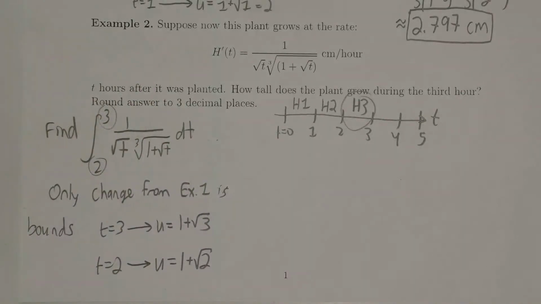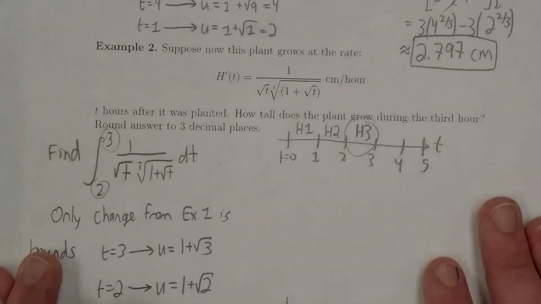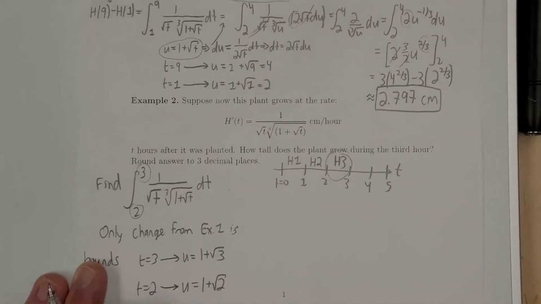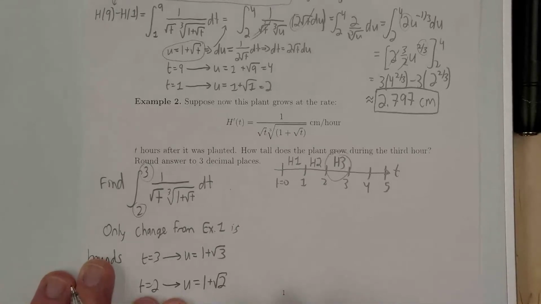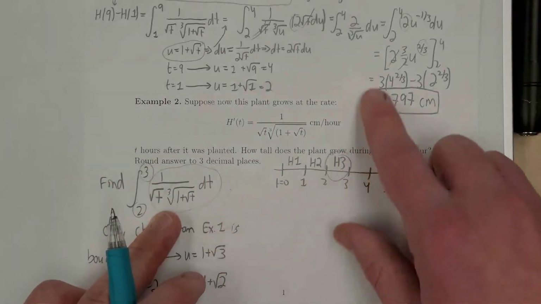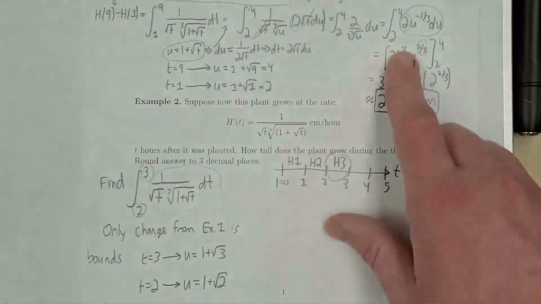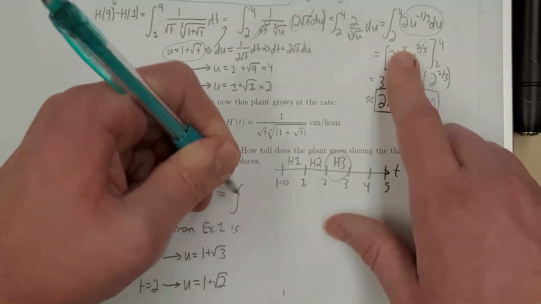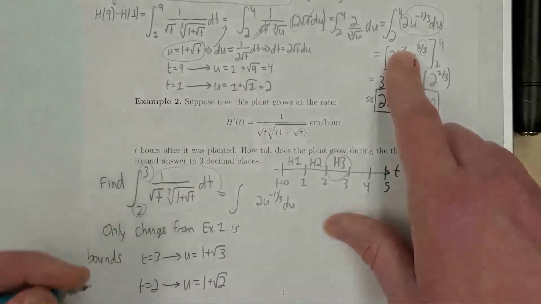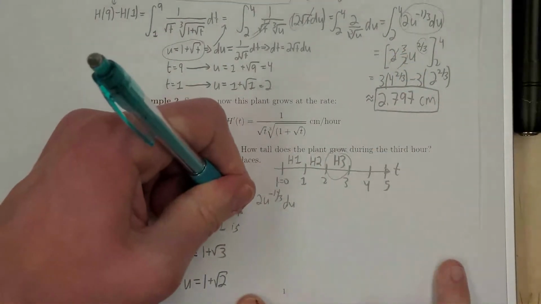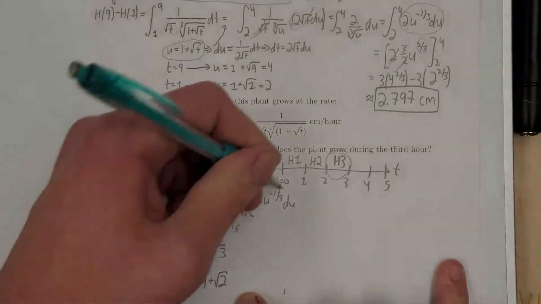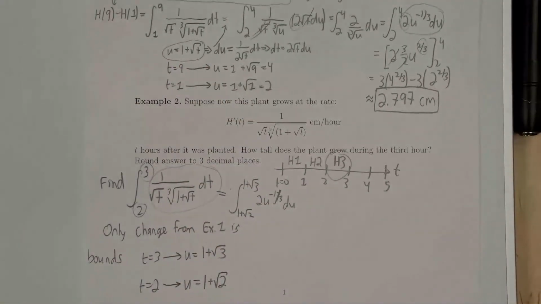Okay? So from there, what you notice is that if we work with just this part, all this becomes is this part up here, which we already established. So this equals the integral of u to the negative 1/3 du, but our bounds become 1 plus root 2, and then 1 plus root 3. Other than that, it plays out the exact same way as example 1.